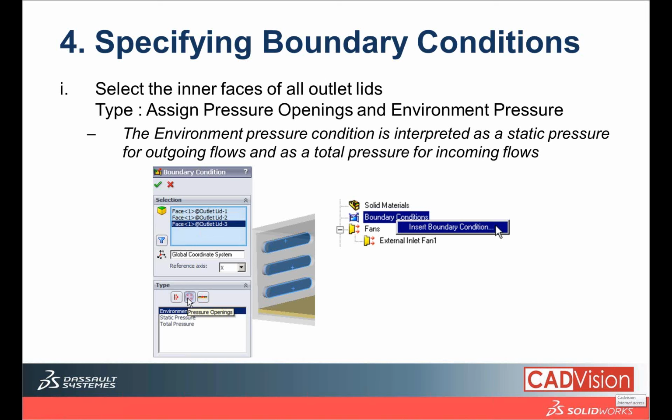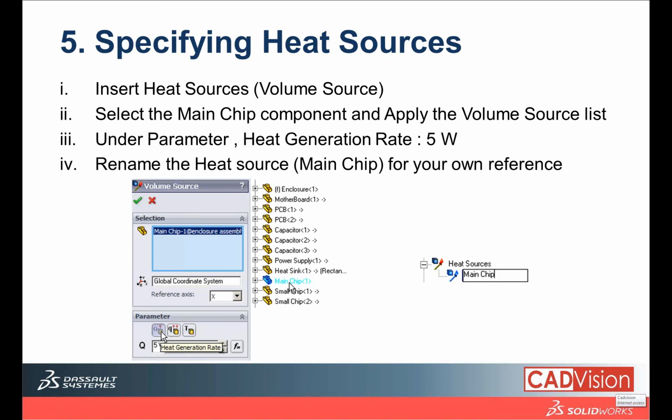And then the next thing will be assigning the heat source. Heat source can be assigned with different parameters. We can have a heat generation rate, volume generation, surface generation, and the initial temperatures of the models. For the first one, the main chip, we will assign it with 5 watts. We're constantly generating 5 watts of heat, and we can rename it as main chip for our future reference.